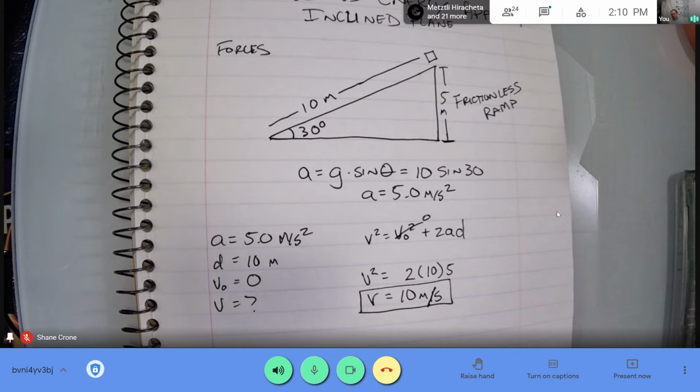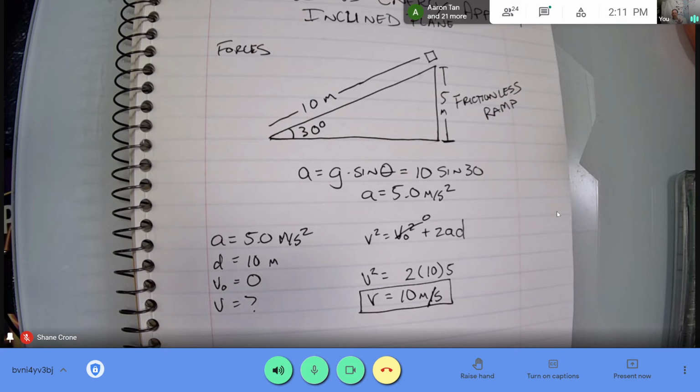Any questions so far? We're just going to pause here for a moment. We essentially have used forces to figure out what will be the speed of this thing if there's no friction. If there's no friction, what will be the speed of this box when it arrives at the bottom of the ramp? It'll be traveling at 10 meters per second when it arrives at the bottom of the ramp.